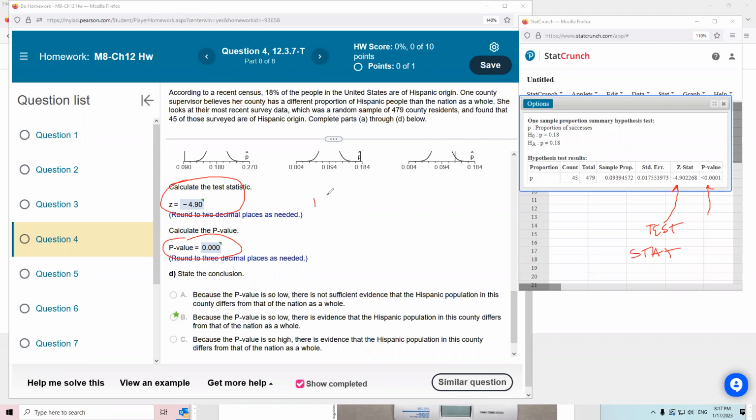If the p-value is low, and usually by low we mean less than 0.05, when that happens, you reject the null hypothesis.